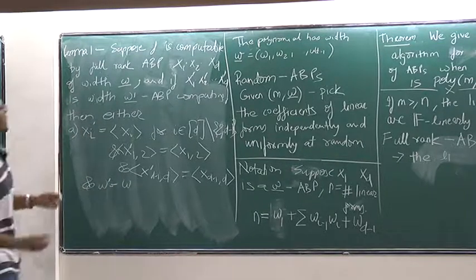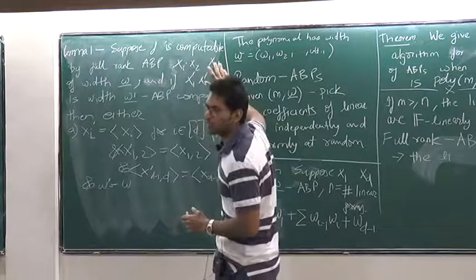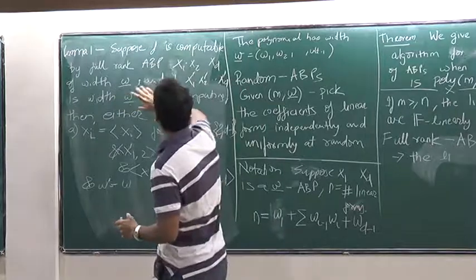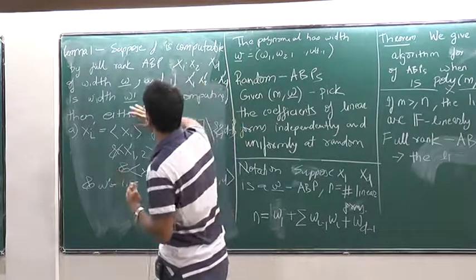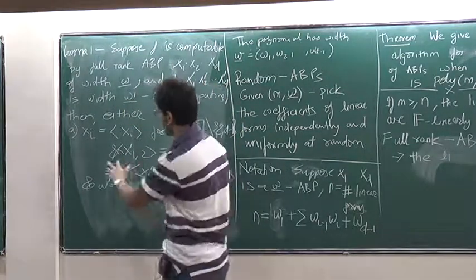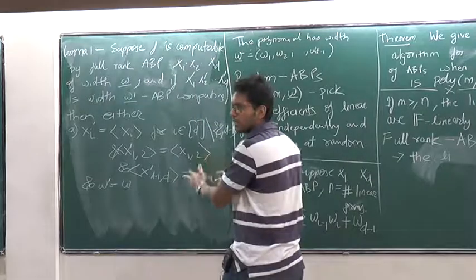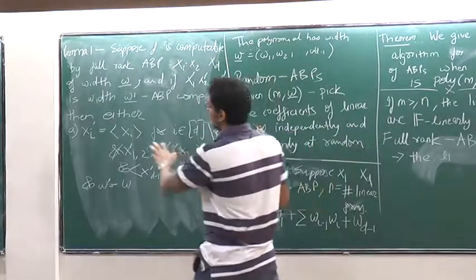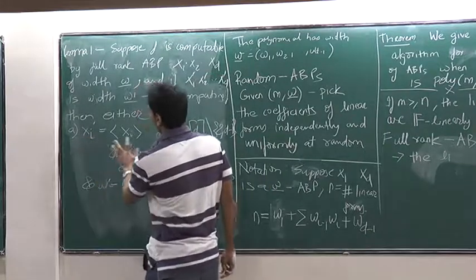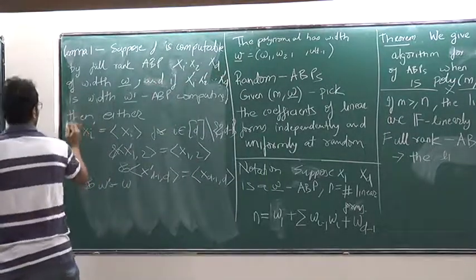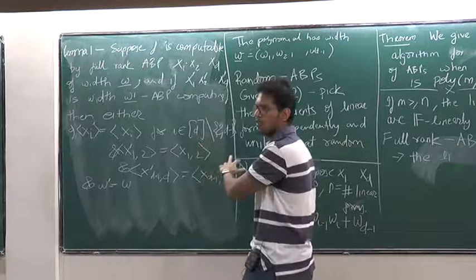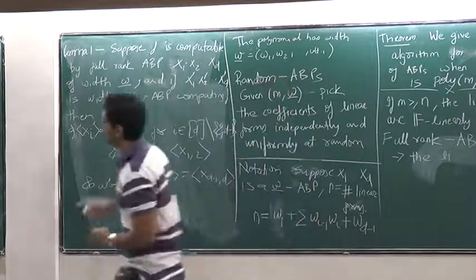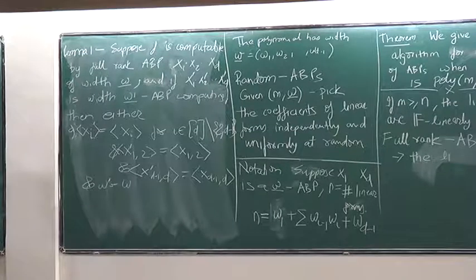So what we are able to show is that if f is computable by a full rank ABP x1, x2, ..., xd of width w, and if x1 prime, x2 prime, ..., xd prime is some other full rank ABP computing f of width w prime, then the layer spaces, so you take out the second and the last but one matrices, the layer spaces of these are equal. Denote xi as the space of the linear forms.